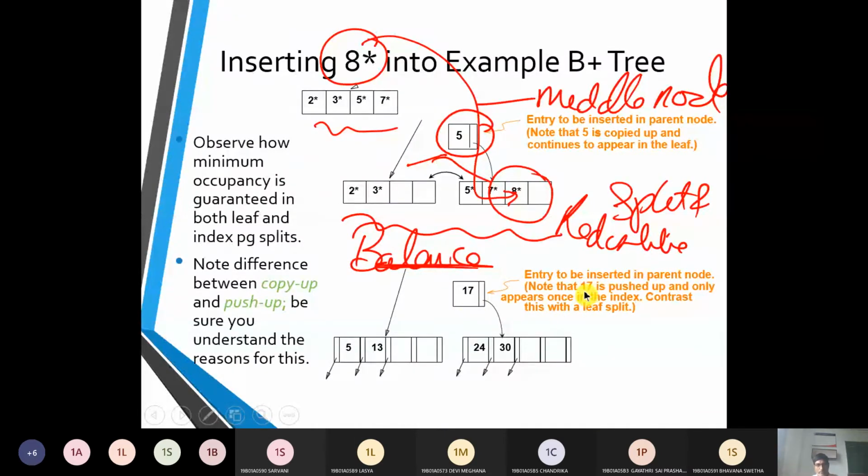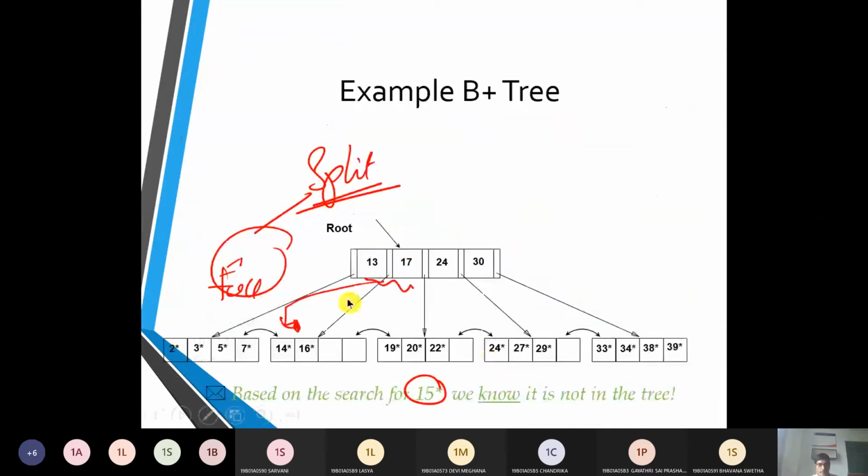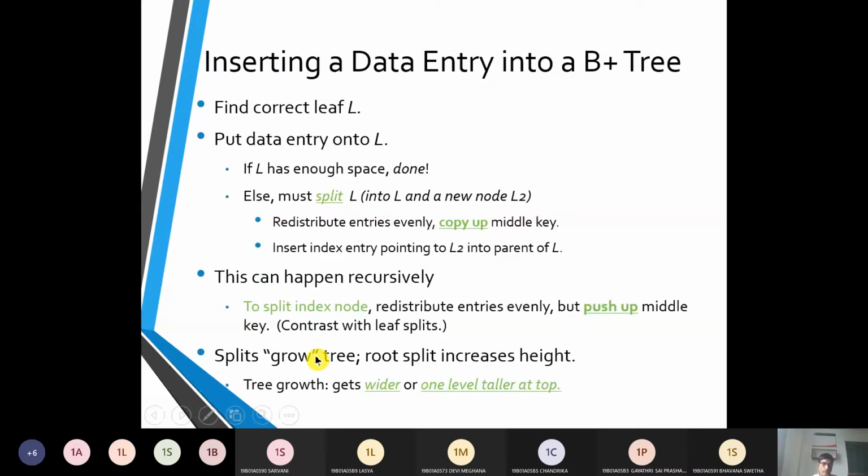So again, you can see there was a split between 5, 13, 24 and 30. So 5, 13 and why was 13 involved? Because we are going to have a middle node position and it is pushing the root node to be empty and go down. Why is it all happening like that?